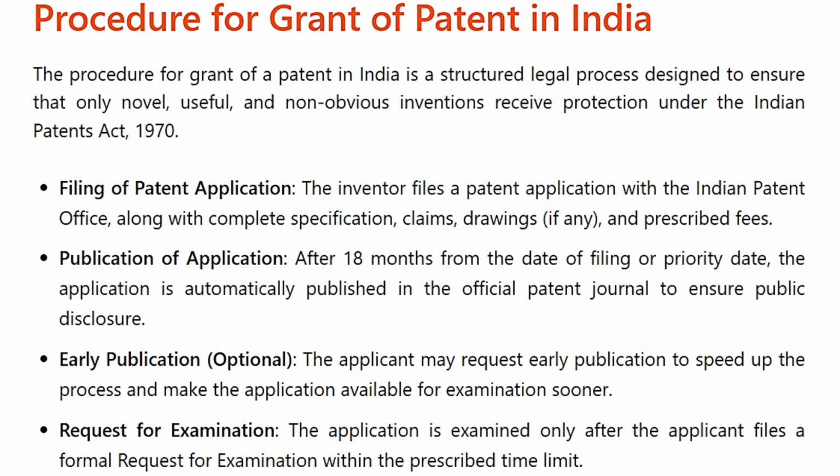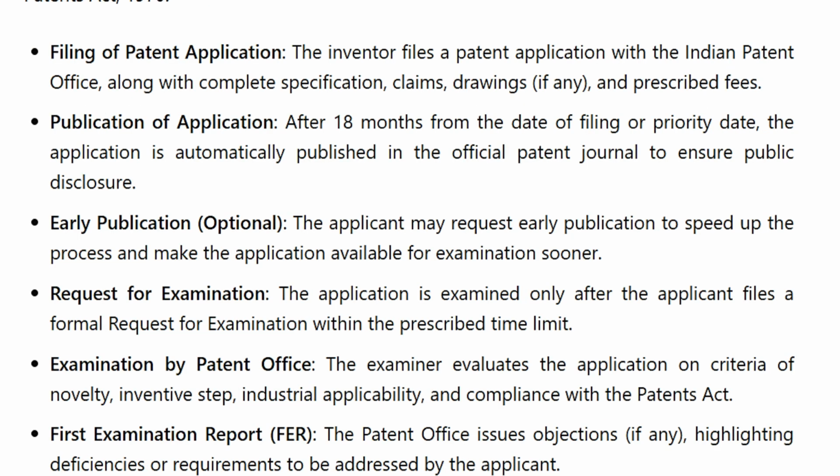Publication of application. After 18 months from the date of filing or priority date, the application is automatically published in the official patent journal to ensure public disclosure. Early publication, optional. The applicant may request early publication to speed up the process and make the application available for examination sooner. Request for examination. The application is examined only after the applicant files a formal request for examination within the prescribed time limit.